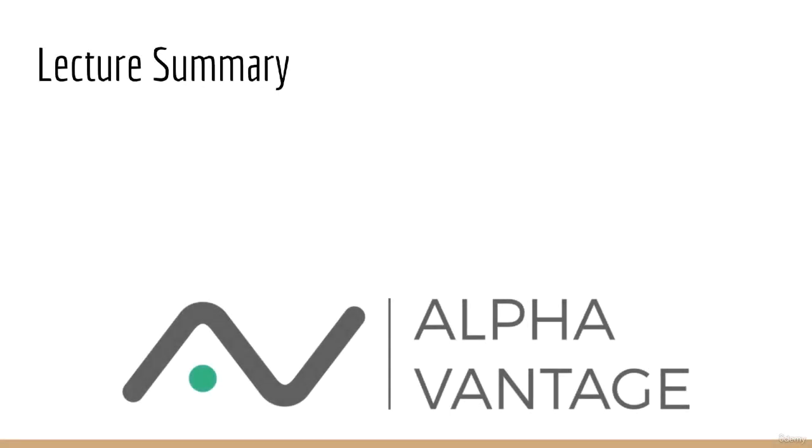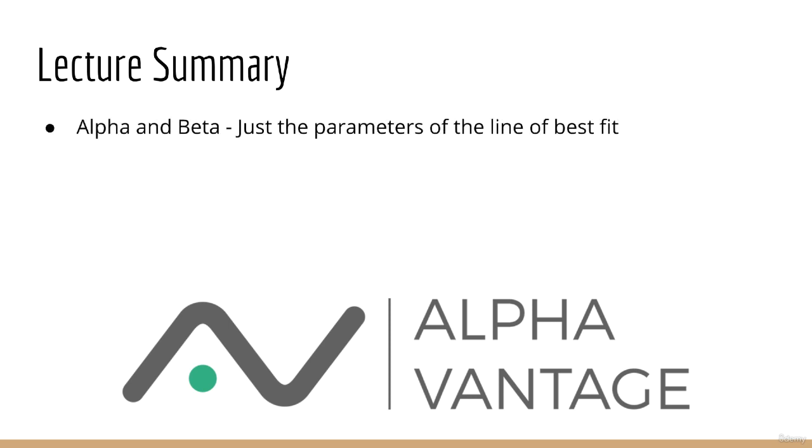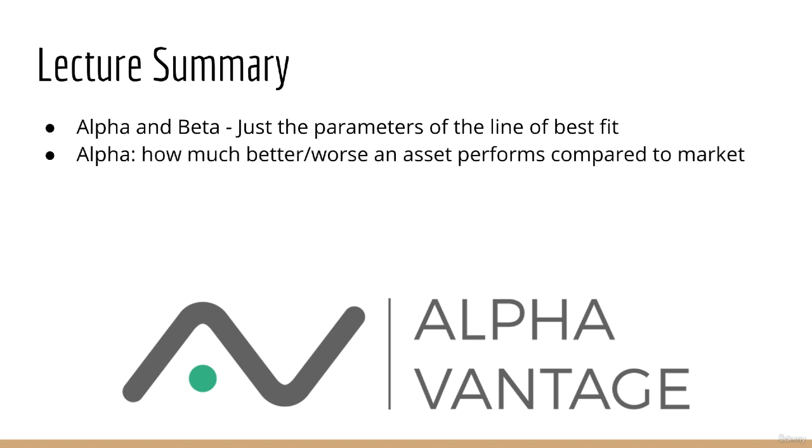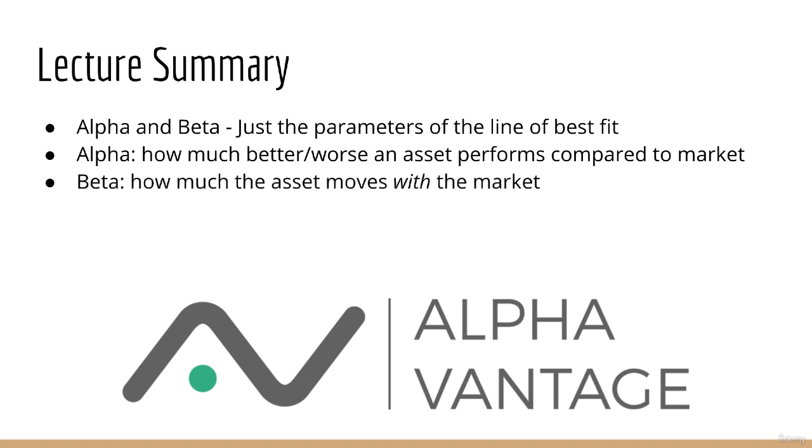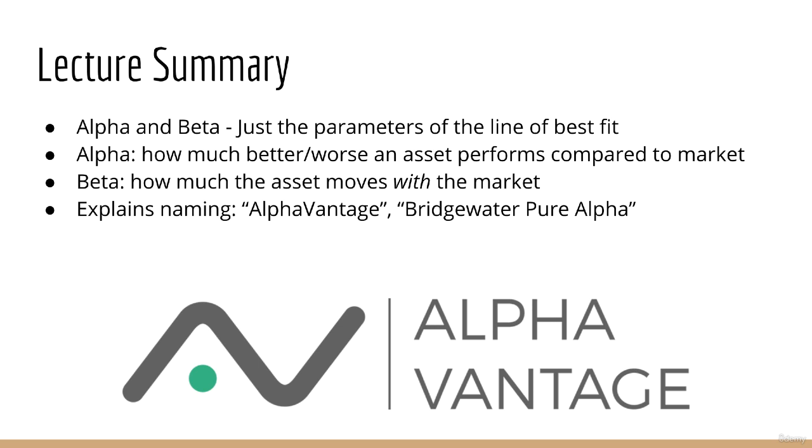To summarize this lecture, we just learned about the fundamental financial concepts of alpha and beta. We learned that these are nothing but the parameters of a line of best fit. Alpha is how much better or worse an asset performs compared to the market, and beta tells us how much an asset moves relative to the market. Now it makes sense why companies often name themselves after the term alpha. We saw an example of that earlier in the course with Alpha Vantage, a data platform. Another example is Bridgewater Pure Alpha, a famous hedge fund.